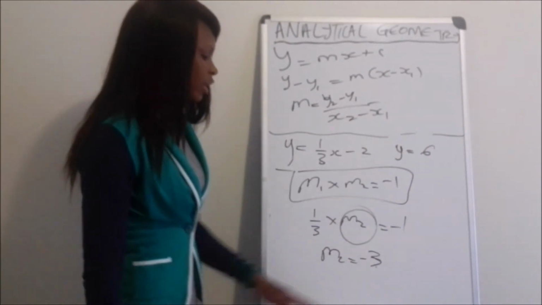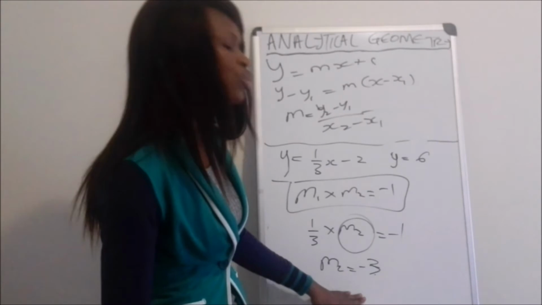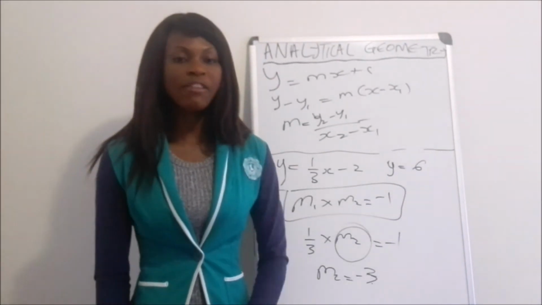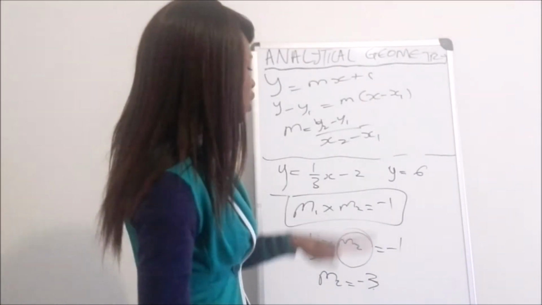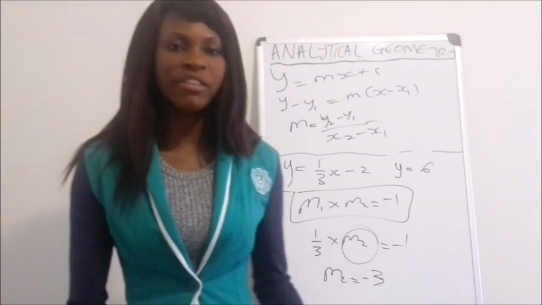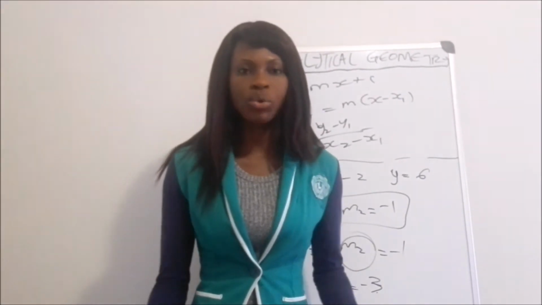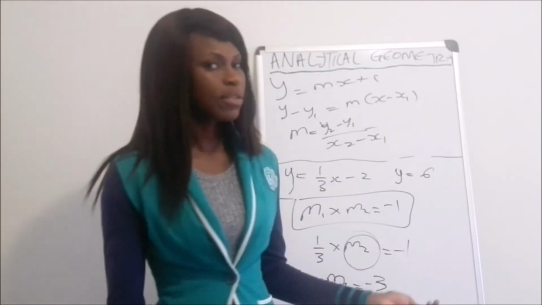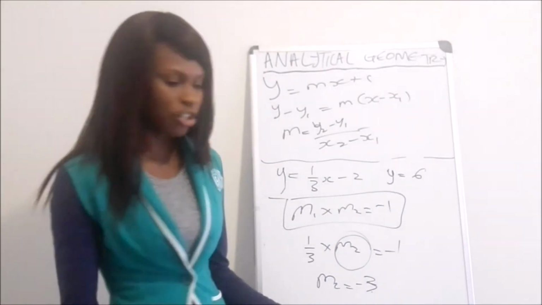Alright guys, for this one we already have our m2, which is equal to -3. We just have to substitute it into the equation to find the equation of a straight line. And lucky enough, for this question we are already given the y-intercept, which is equal to 6. Then we just have to substitute everything, and that will be the equation of the straight line.